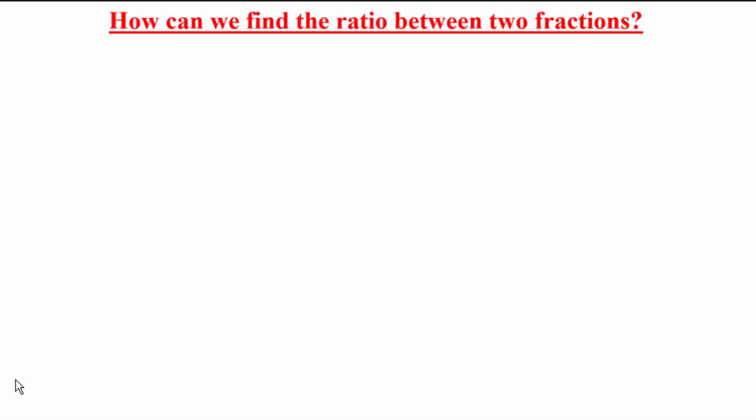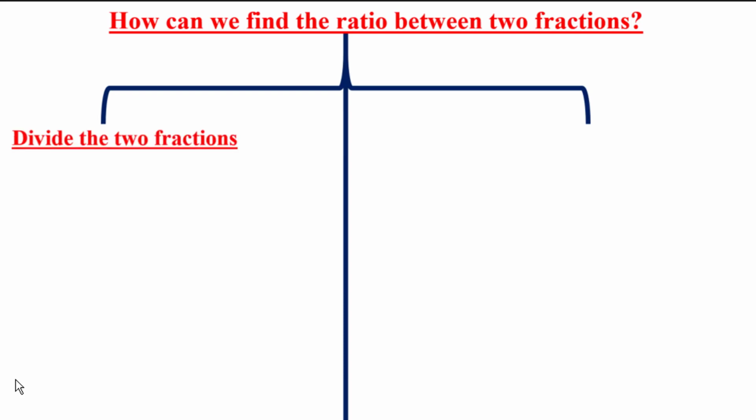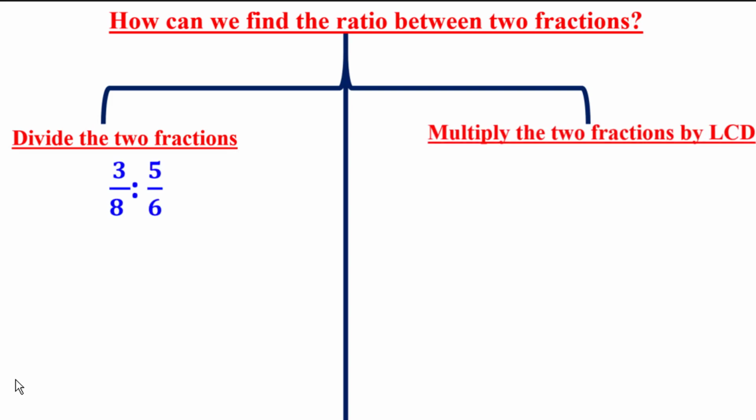How can we find the ratio between two fractions? To find the ratio between two fractions we have two ways. The first way, divide the two fractions. The second way, multiply the two fractions by the LCD. For example, if we have two fractions, 3 over 8 and 5 over 6, how can we find the ratio between them? We will just divide the two fractions: 3 over 8 divided by 5 over 6.